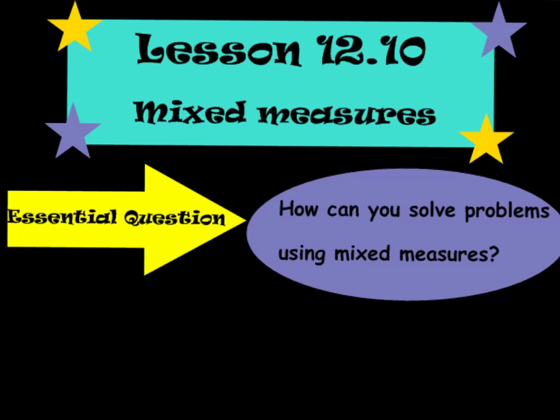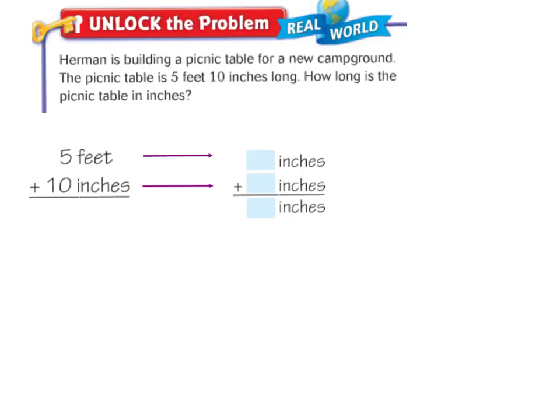Tonight's lesson is lesson 12.10, Mixed Measures. Our essential question is, how can you solve problems using mixed measures? Make sure that you write this essential question down at the top of your Go Math page, which is page 239. Let's look at our first problem.